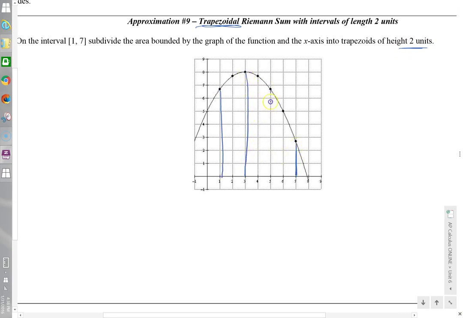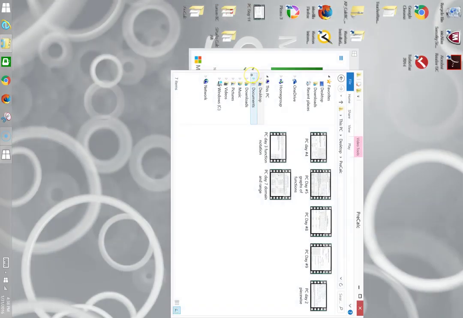2 units wide. Wow, my drawing is getting worse. Like that. But instead of going from right hand or left hand, we're just going to draw those together.